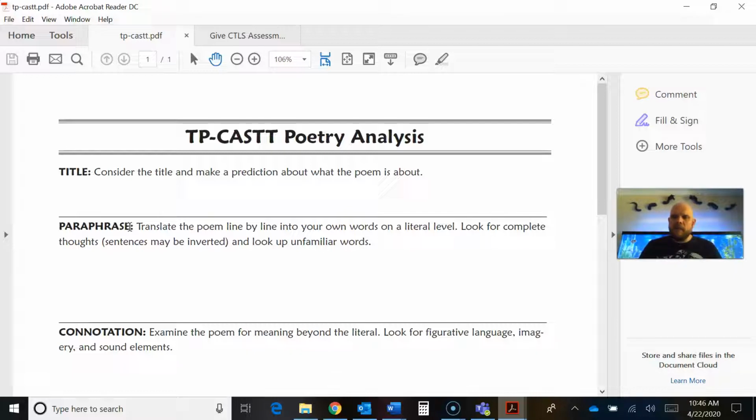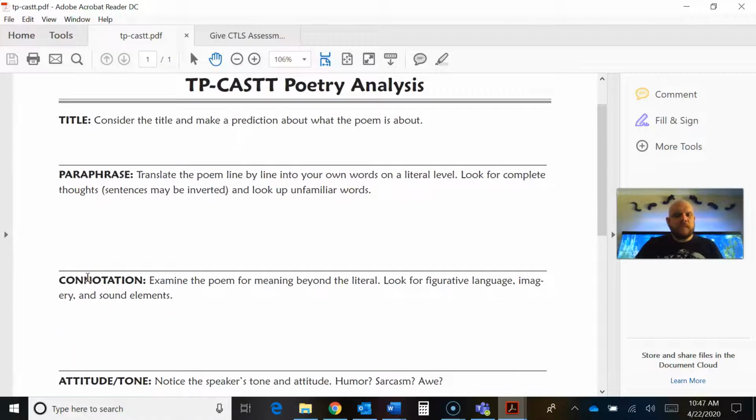You want to look for complete sentences. Sometimes a poem doesn't have complete sentences. That poem, Young, interesting thing about it is that it doesn't have punctuation that ends the sentences. So it reads as one long stream of thought, which is definitely deliberate. It's not like she forgot to put them in. It is so that it reads as this one long kind of stream of consciousness thought, which is pretty cool. So translate the poem, whichever poem you choose, into literal meaning. That's what paraphrase is. That's the P in TP-Castt.